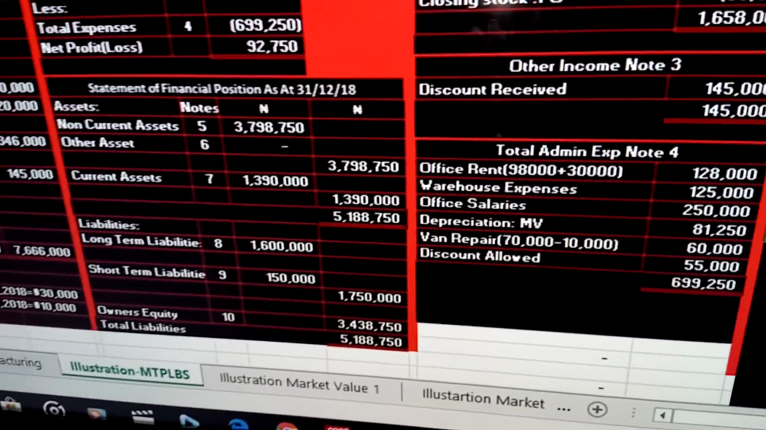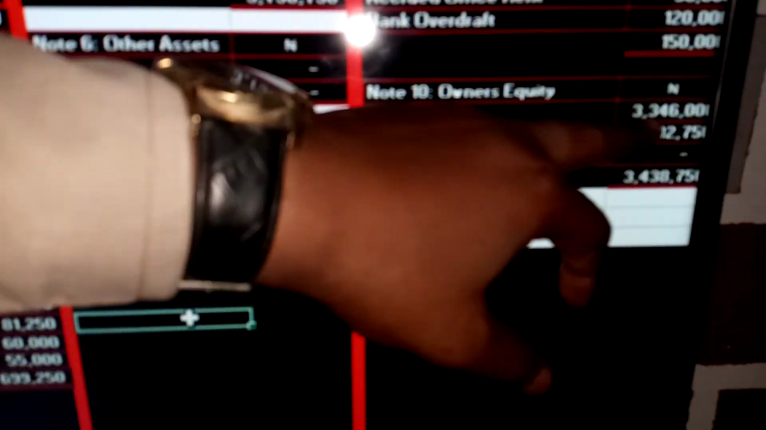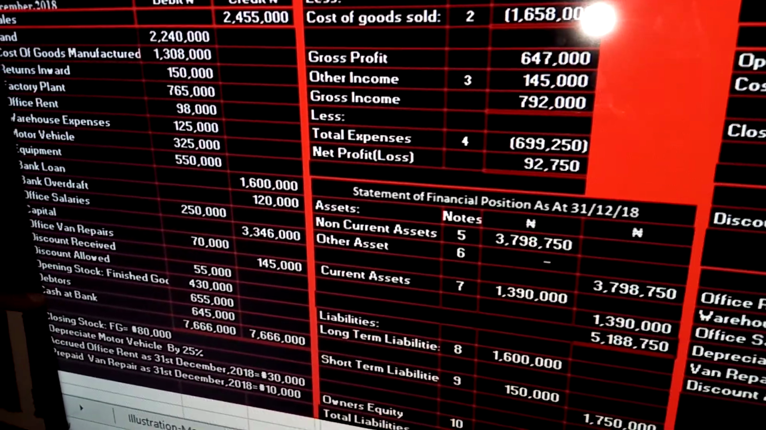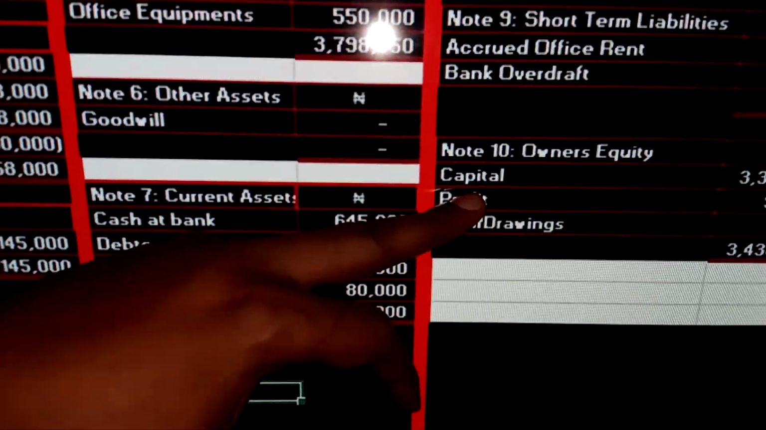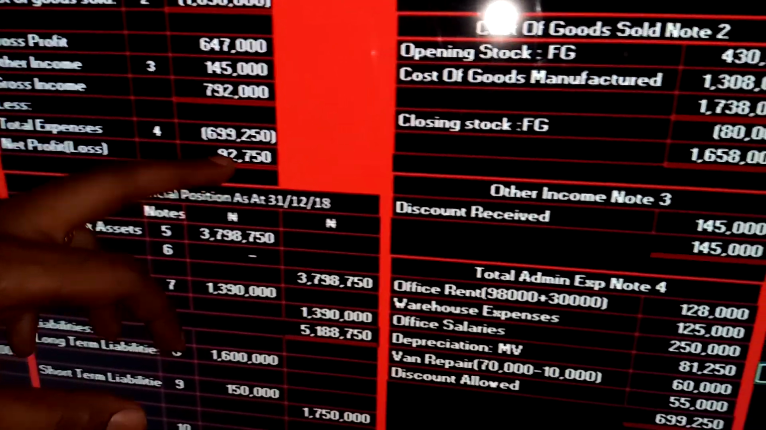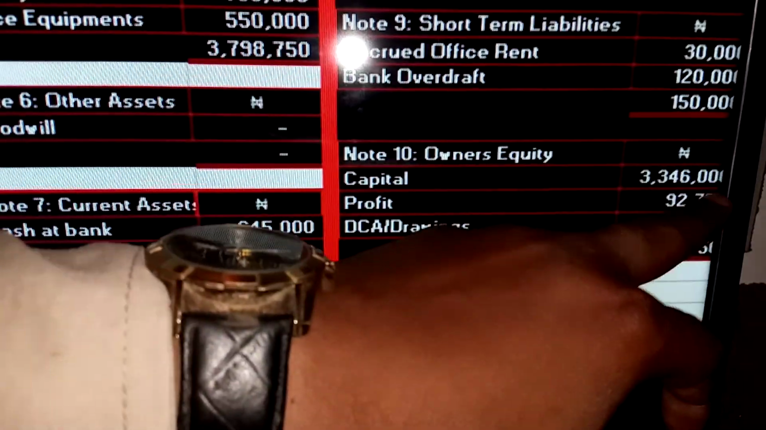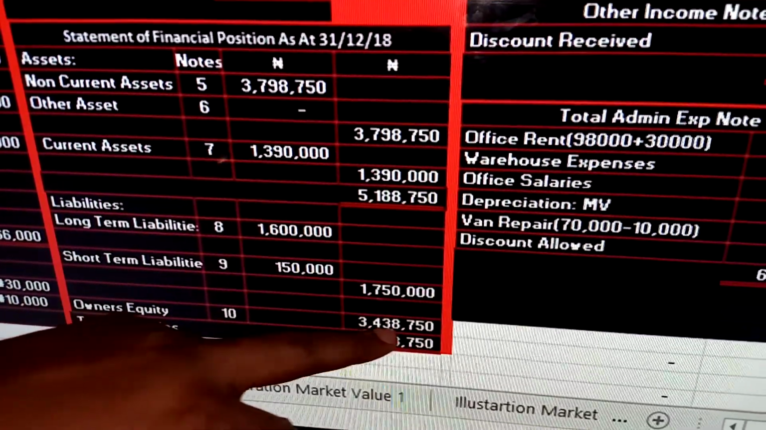I already explained that your owner's equity is a function of your capital, profit, and drawings or director's current account. So what's your capital? 3,346,000. That's in the question. This is your capital. Look at it, 3,346,000. Then your profits based on the question or based on the profit and loss account is what? 92,750. That's what you have here. If you add it together, there's no drawings, so there's no accounts. You have 343,8750. So we have owner's equity 343,8750.